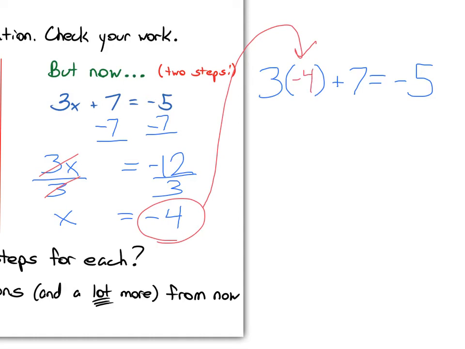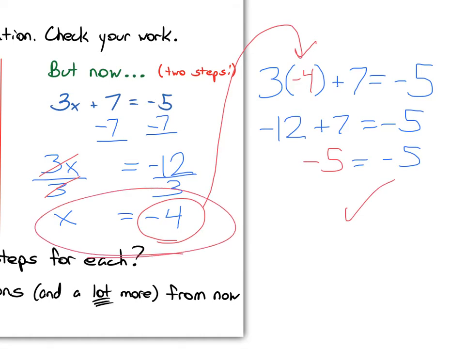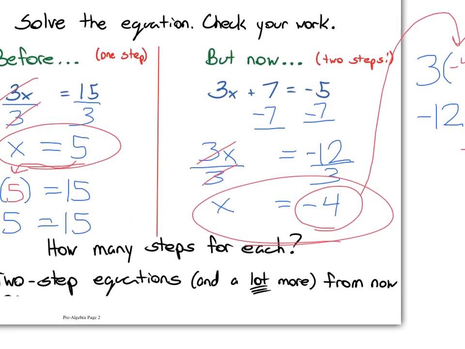Now I'm going to simplify the left side. 3 times -4, because I'm doing proper order of operations, which means, of course, multiplication before addition. So I have to do, let's see here, -12 plus 7 is equal to -5. And so what is -12 plus 7? Yes, it is -5, and -5 does equal -5. So we know we got it. So we know the correct solution, of course, is x equals -4. Nice work on that one.